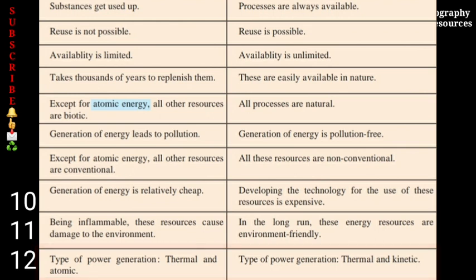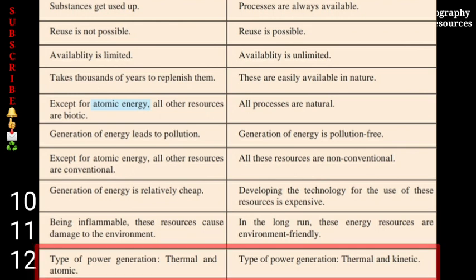Okay, student. Now the last characteristic of process based energy resources is type of power generation: thermal and kinetic. Here also we can see thermal is the common one, but the new one is kinetic. What do you mean by kinetic, student? It has a moving characteristic. It means the electricity or energy is generated with the help of moving things. For example, wind, water flow, tides, etc.